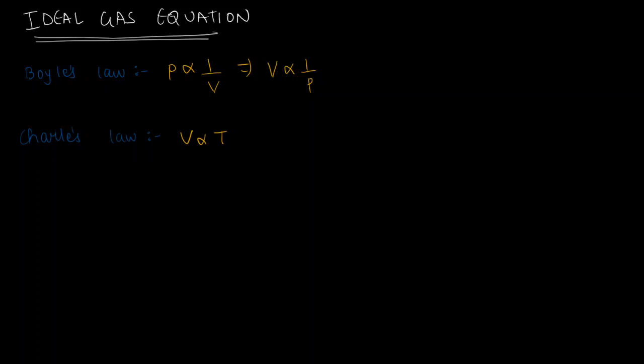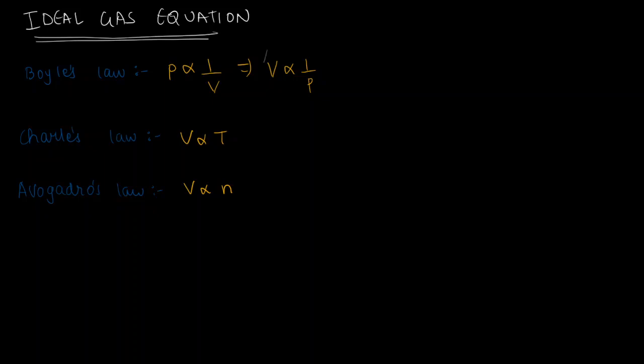The next law is called Avogadro's law. It says something about the relation between the amount of gas you have, that is the number of moles of your gas, and the volume it occupies. So it says that the volume that a gas occupies is directly proportional to the number of moles it has, or the number of particles it has.